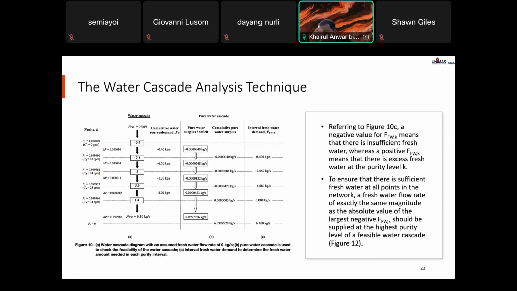Referring to figure 10C, a negative value for WK means that there is insufficient fresh water, whereas a positive FWK means that there is excess fresh water at level K. To ensure that there is sufficient fresh water at all points in the network, the fresh water flow rate should be of the same magnitude as the absolute value of the largest negative WK, and should be supplied at the highest purity level of the visible cascade. Figure 2.